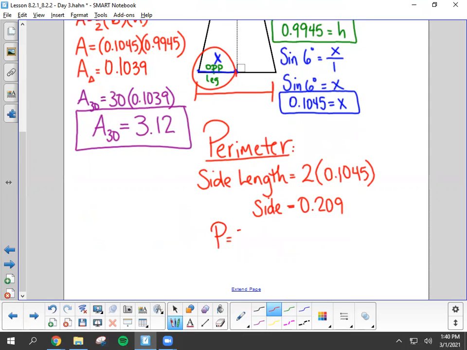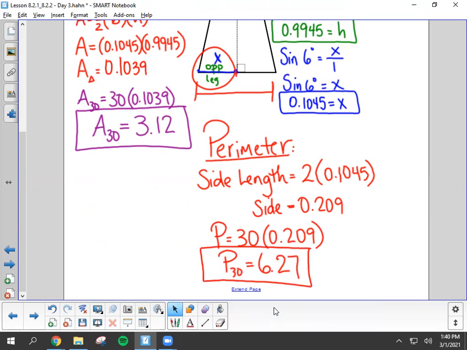So the perimeter is going to be 30 times 0.209. So the perimeter of my 30-gon is going to equal 6.27. And that is how you find the area and the perimeter of a regular polygon that has a radius of 1.